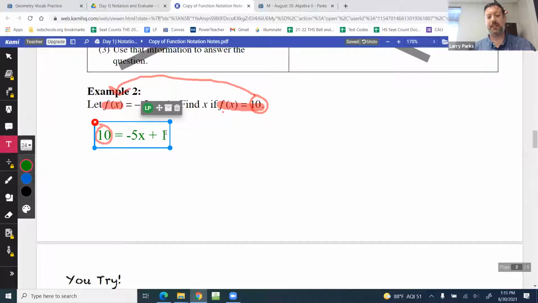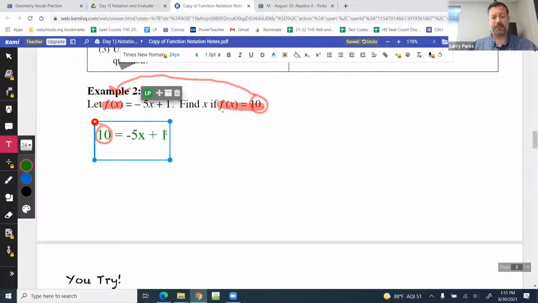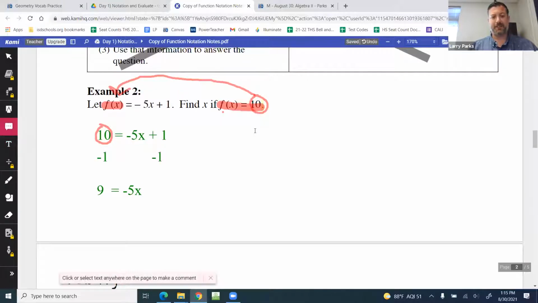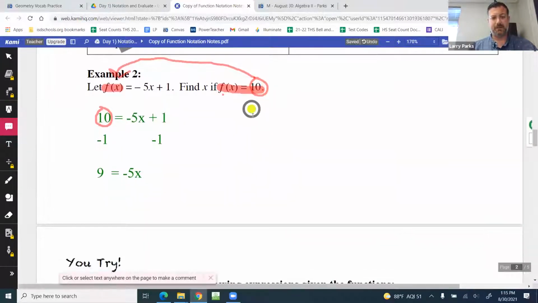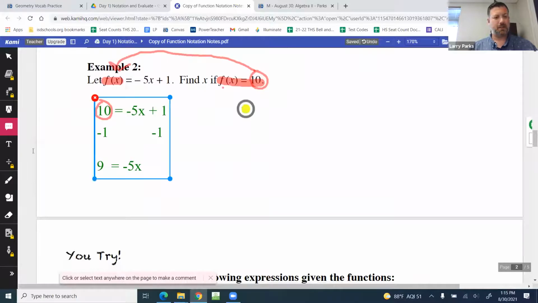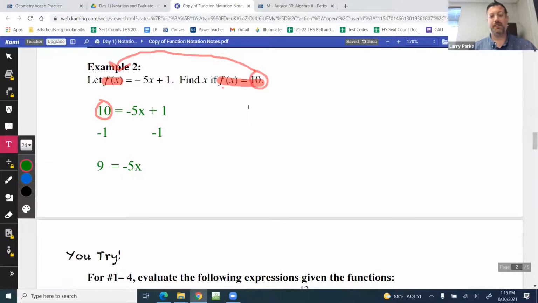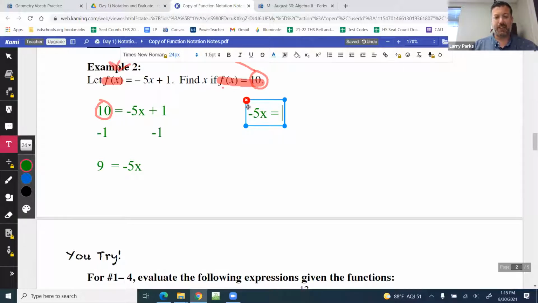Well, you just solve it like you did in Algebra 1. You would take away 1 from both sides. 10 minus 1 is 9. And then from there, you get 9 equals negative 5x. I'm going to rewrite that as negative 5x equals 9. Oops, I clicked out of it. Okay, so I'm going to flip that around and put negative 5x equals 9. It just looks nicer.